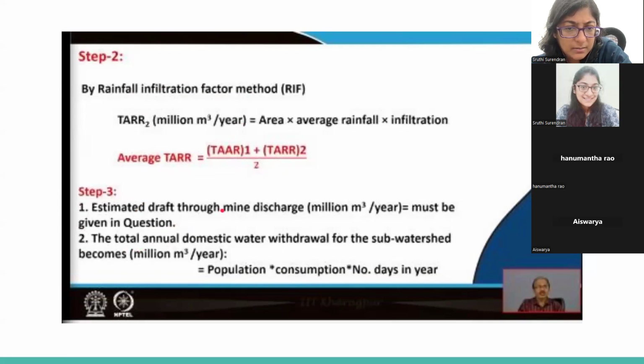Step 3 is estimated draft to mine discharges, which must be equal to what is given in the equation. The annual domestic water withdrawal in that area. Now this is about the recharge that is happening. Here we'll compute the water demand or water consumed. That is population by consumption rate into number of days.